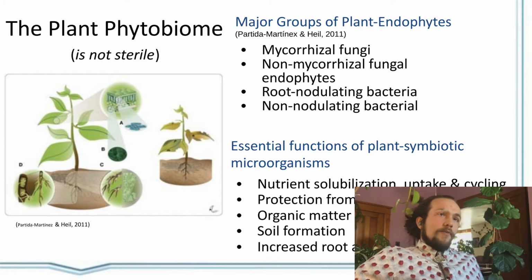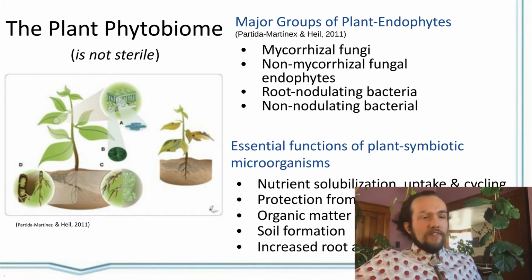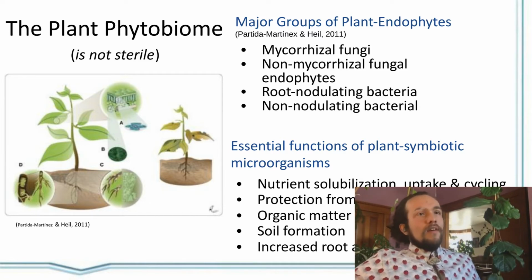Now we're just going to do a quick overview of major plant endophytes. And primarily these are going to be bacteria and fungi. The first group I want to cover are mycorrhizal fungi. So these can be either ectomycorrhizae or arbuscular mycorrhizae.